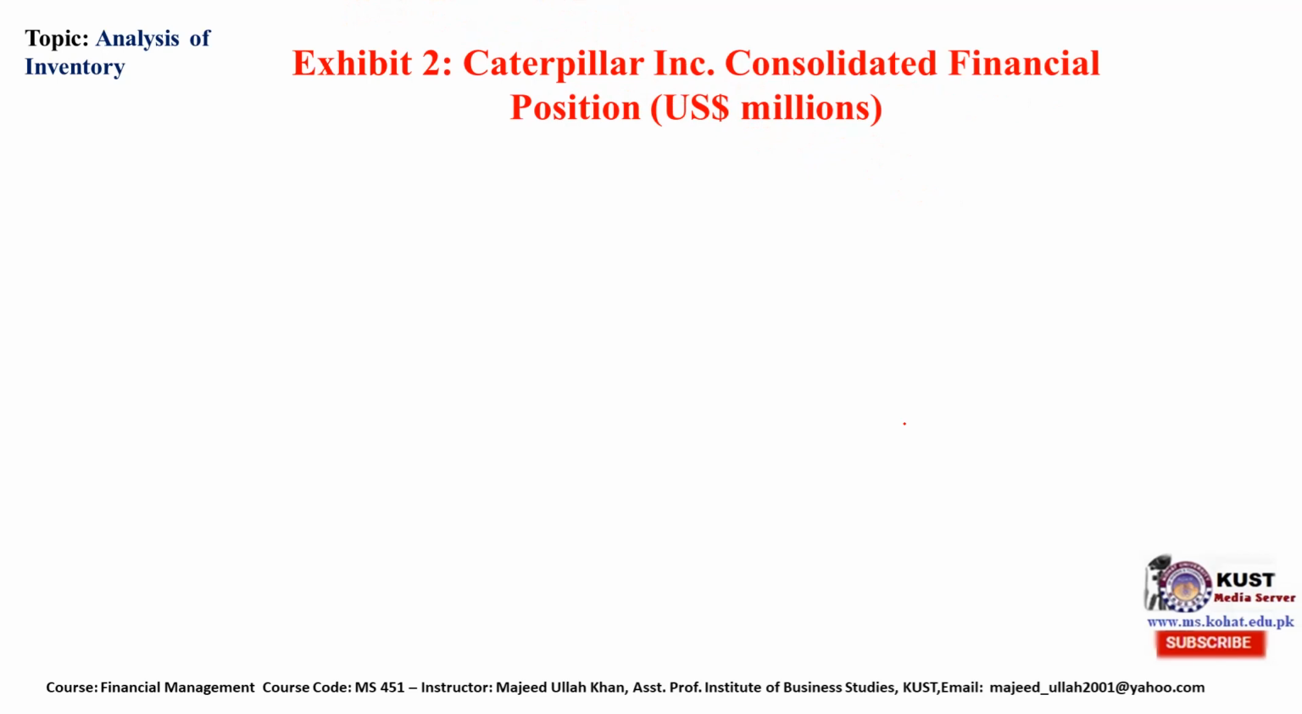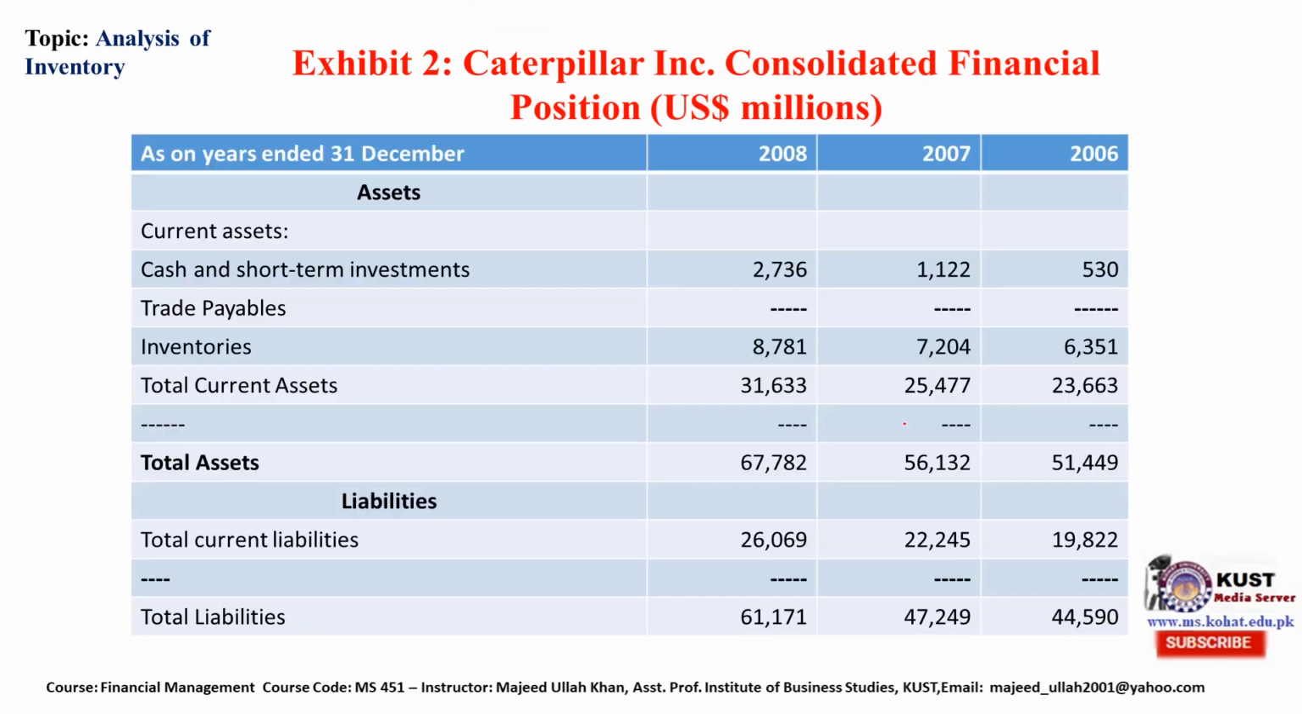Now Exhibit 2, Caterpillar Incorporated consolidated financial position, that is the balance sheet. Some figures are deliberately excluded, but those that we will need in calculation are included here. This is cash and cash equivalents or short-term investment, that is inventory, that is total current assets, and that is total assets. Other things are deliberately excluded. Liabilities, that is current liabilities, that is total liabilities.